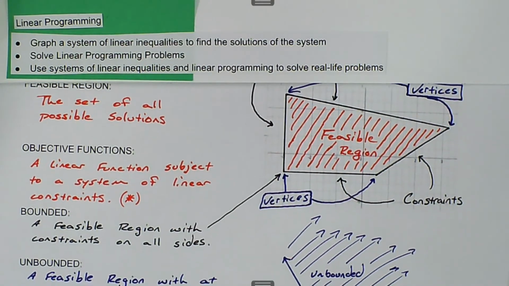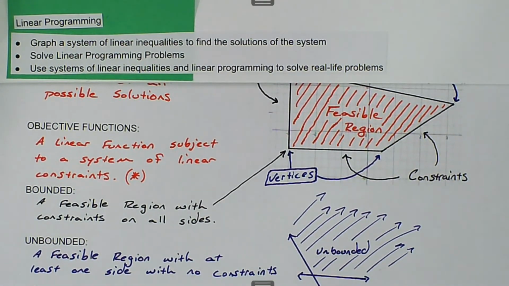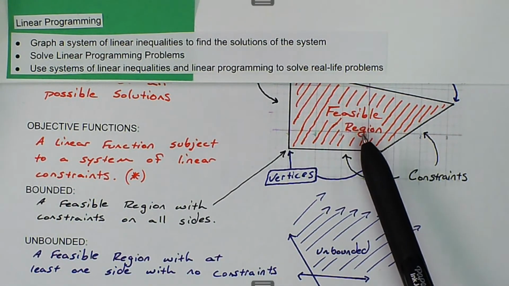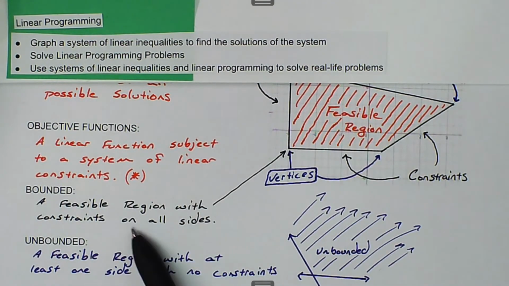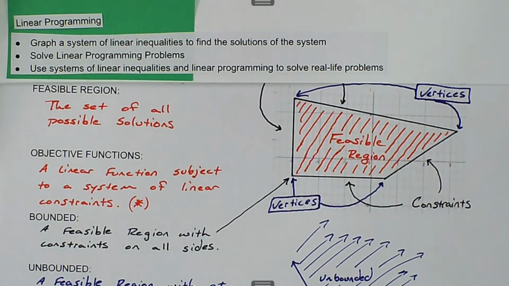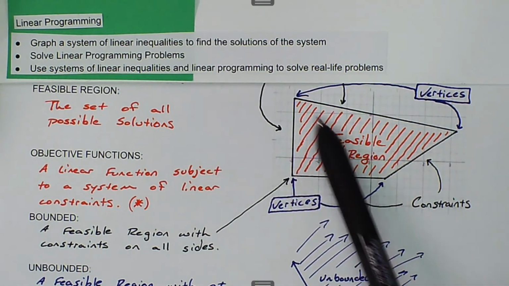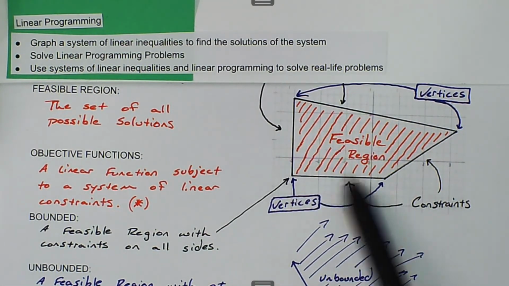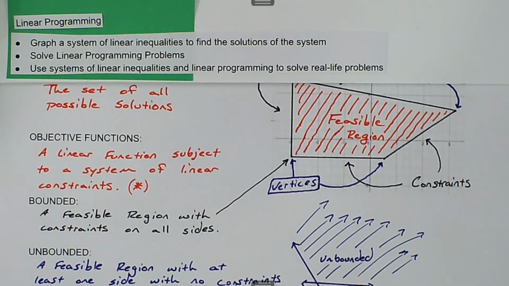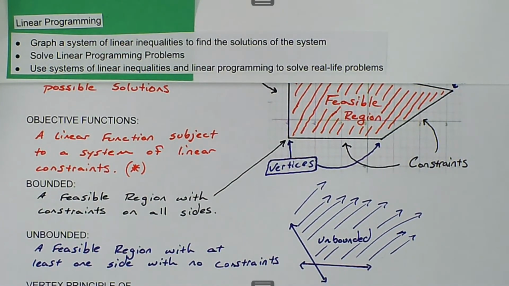Then we have two types of regions. We have a bounded region, which is an example that we have here. It is a feasible region with constraints on all sides. So here we can see that this is kind of a funny shaped box, but there's no place where this is not bounded. The other option we have is unbounded, a feasible region with at least one side with no constraints. So here we have a constraint here. We have a constraint here, but then we can see that we can keep going in that direction.